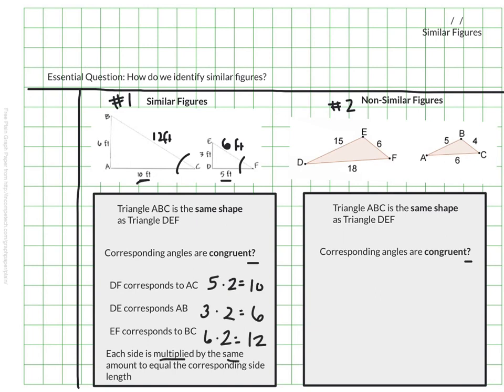So what I'm noticing here is that in our example for similar figures, each side was multiplied by the same amount to figure out the length of the corresponding side, or when you're connecting the two together. Let's look at the same thing for our example on number 2 that I've already told you is not similar.